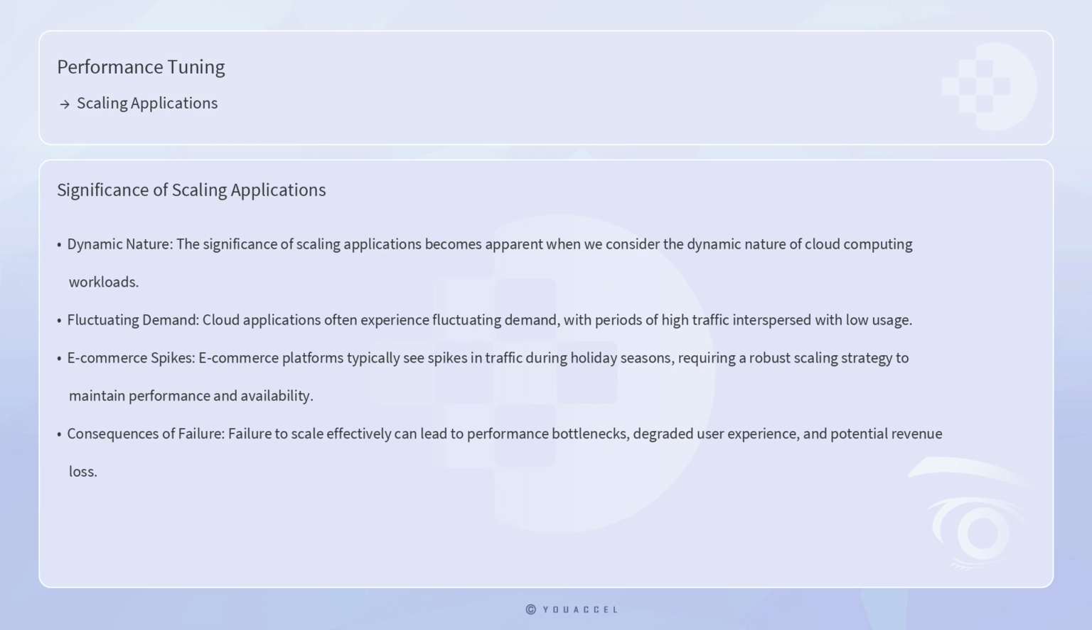Cloud applications often experience fluctuating demand, with periods of high traffic interspersed with low usage. For instance, e-commerce platforms typically see spikes in traffic during holiday seasons, requiring a robust scaling strategy to maintain performance and availability. Failure to scale effectively can lead to performance bottlenecks, a degraded user experience, and potential revenue loss.